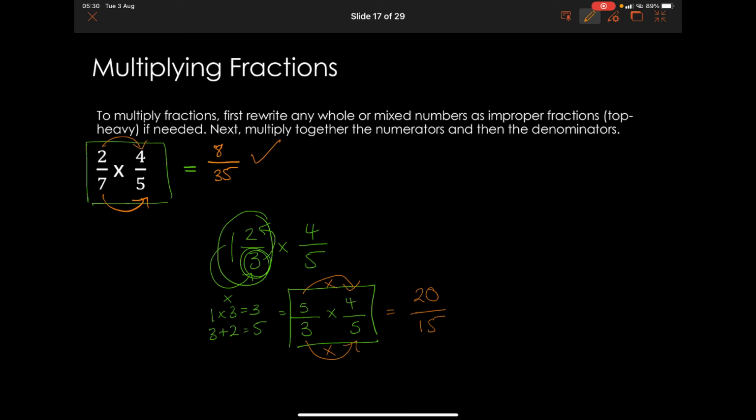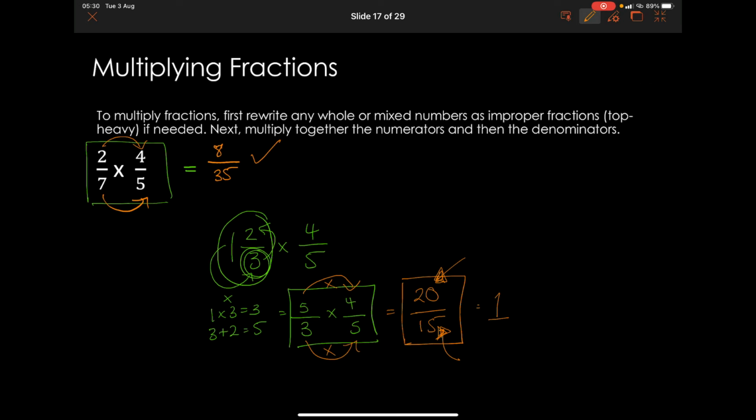Very simple. The only other thing with this one down here, because you've got a top-heavy fraction now, you're going to have to put that back into a mixed number. And you should remember how to do that, because all we do is think how many of these bottom numbers go into the top number. How many 15s go into 20? Okay, well, I know that's only one whole one. And then what's left?